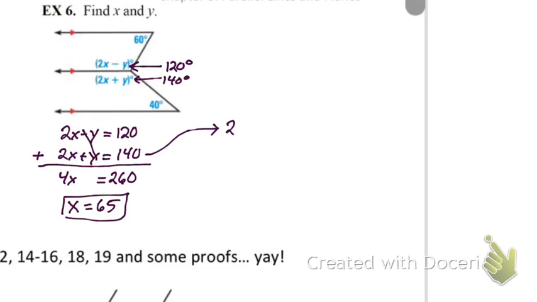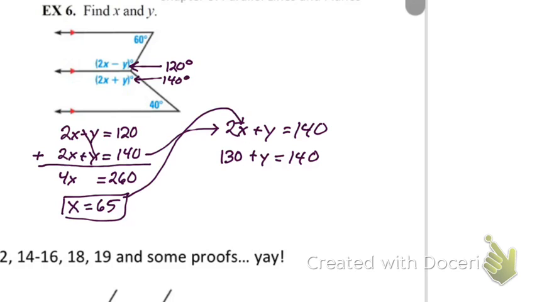I'm going to have 2x plus y equals 140. And we're going to take that 65 and plug it in for that x. So we'll have 2 times 65, which equals, anybody? 130. Plus y equals 140. We're going to subtract 130 from both sides. And we're going to have y equals 10, or diez for you, non-Spanish speaking.